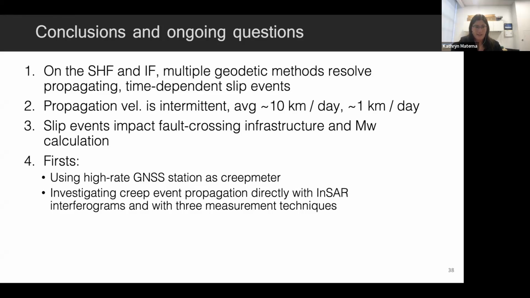And then in this study, I'm presenting a few firsts, I think. This is one of the first times we're able to use a high rate GNSS station as a creep meter and compare it directly to a nearby creep meter. And then we're able to investigate creep event propagation directly with InSAR interferograms. For me, this was impressive that it was seen from subsequent interferograms. We didn't need to do a stacking or time series for this. It was sort of a lucky coincidence here. And we're able to see the propagation of the creep event using 3 distinct measurement techniques.